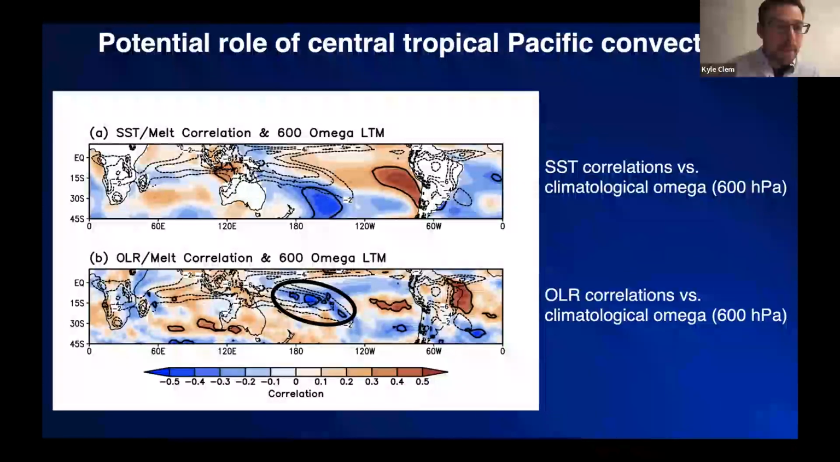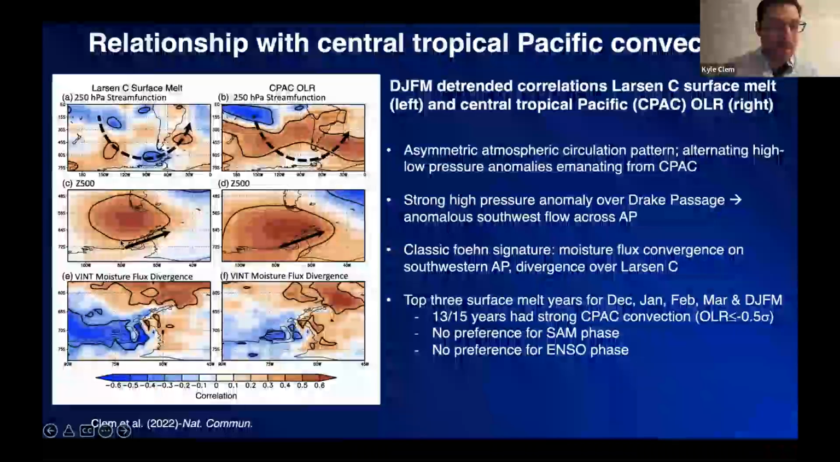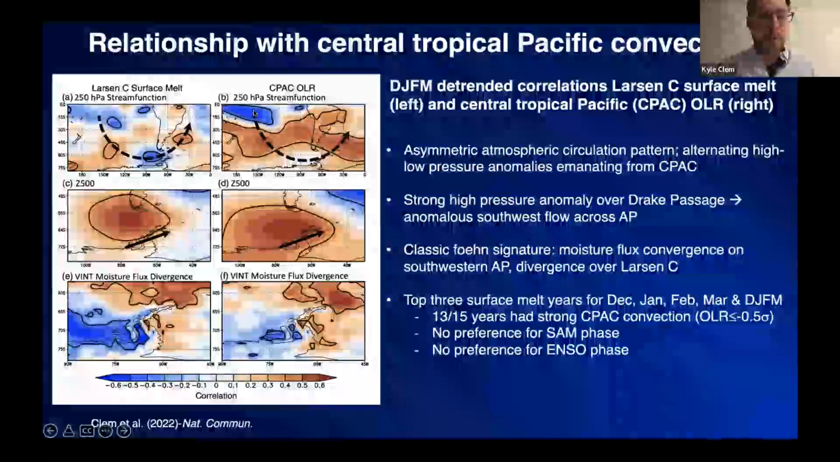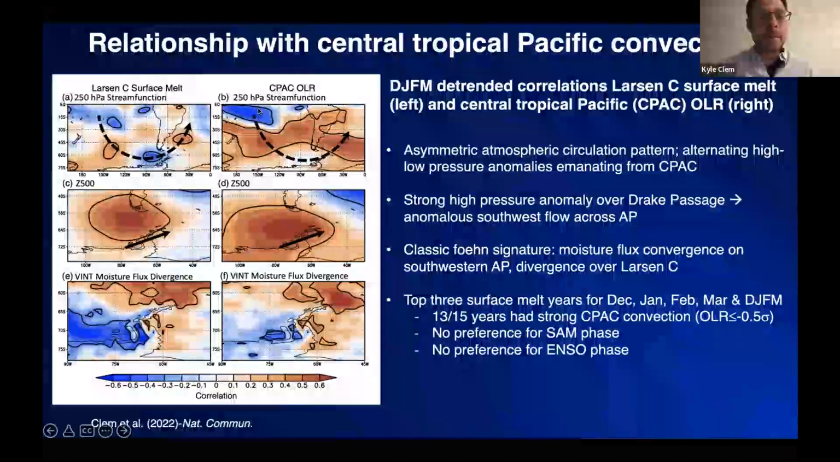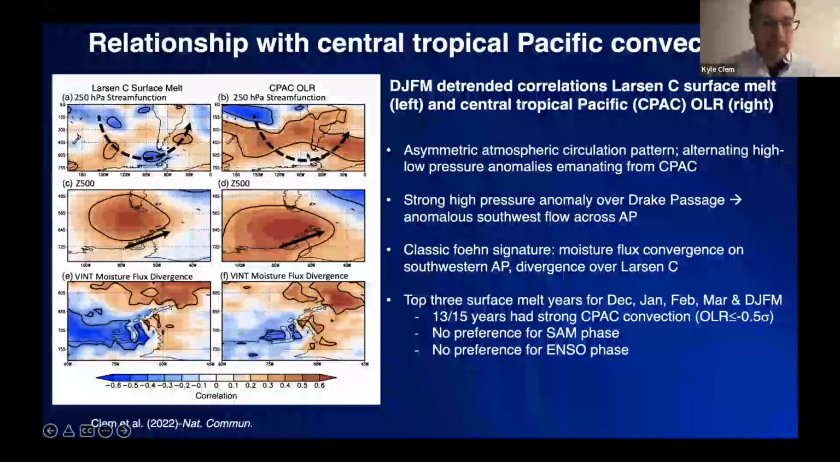And similarly, if we look again at the Larsen sea surface melt correlations on the left, and we compare those to correlations with outgoing longwave radiation in the central tropical Pacific, they look very similar. They're associated with an enhanced anticyclone over Drake Passage, very strong, and this would lead to enhanced southwesterly flow.